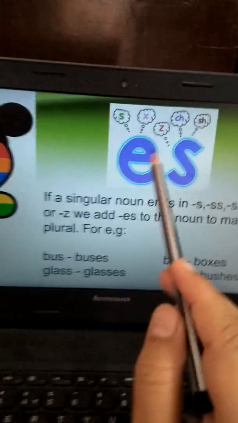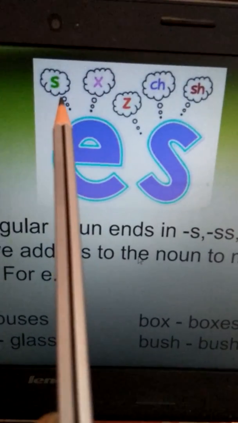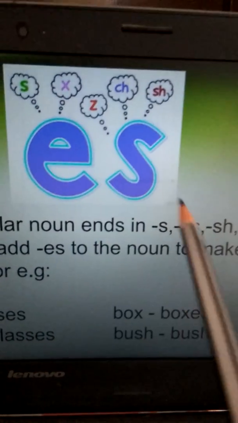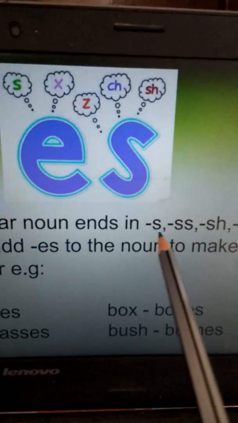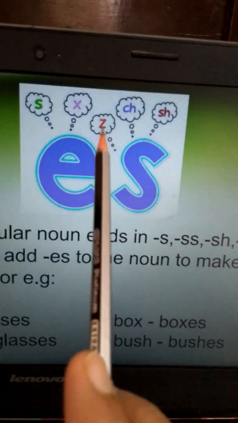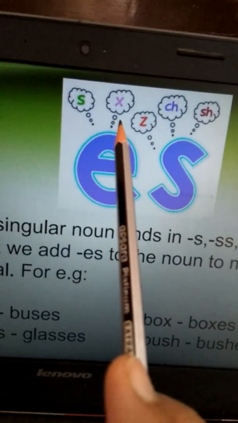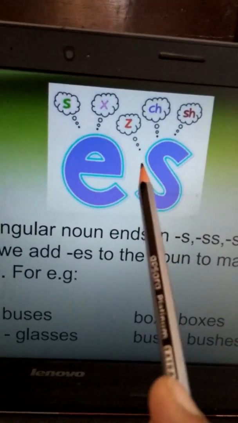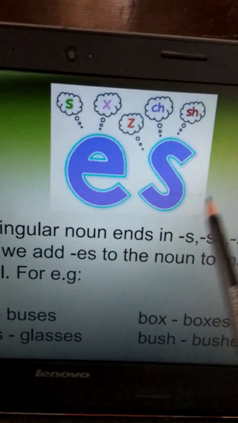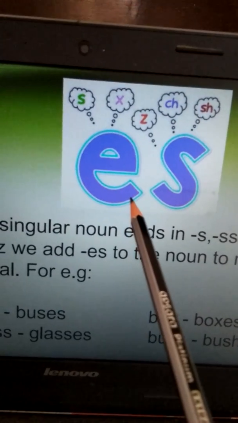What is the rule number 2? See, here we can see if a noun ends with S, double S, SH, CH, Z or X, then the noun changes into plural form by adding ES at the end of the word.